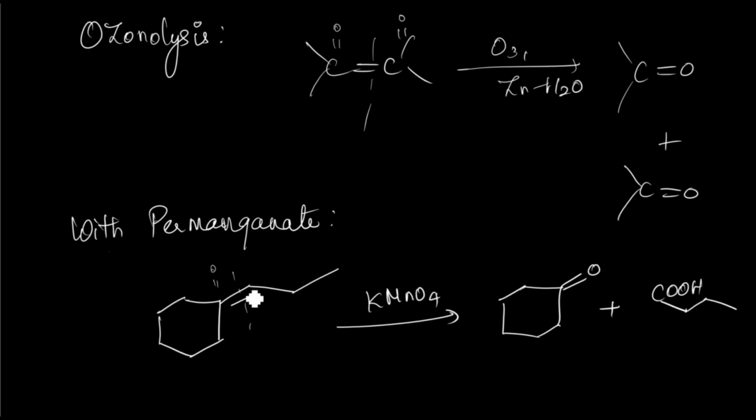COOH. Okay, this carbon becomes COOH. So the oxidative product will be formed. So what if that happens in the ring system? Let's say I'm having a ring like this. Here also I'm having a double bond, in the ring also. Treating it with KMnO4, what should happen? Break the double bond. Oxidative ozonolysis should happen, right?